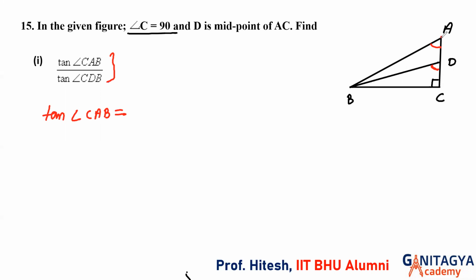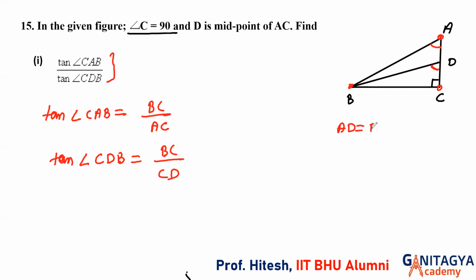So which triangle we will take? Bigger triangle CBA, that is perpendicular, means BC upon base. So base is AC. Similarly tan CDB. So CDB perpendicular will be same BC, divided by CD, and given D is the midpoint of AC, so AD equal to DC equal to AC upon 2.